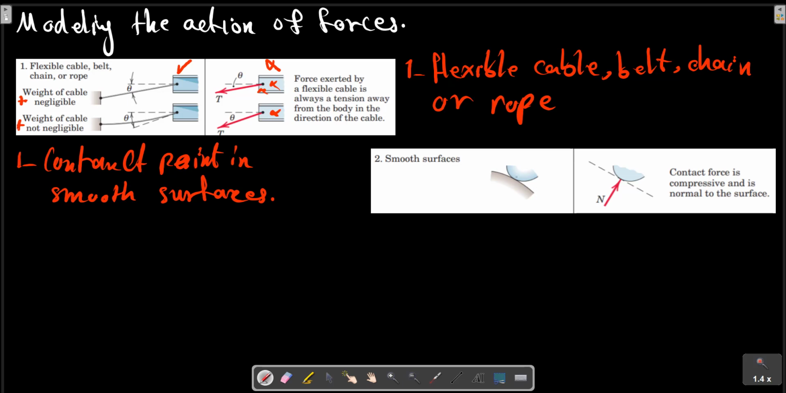The force is normal, in the direction of the contact point, and also the opposite force is on the ground. The next example is about the rough surface.